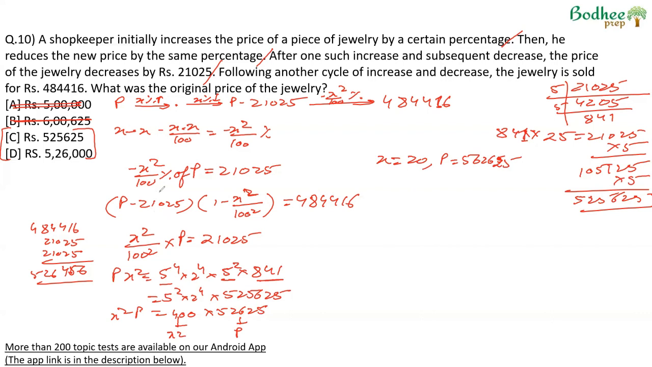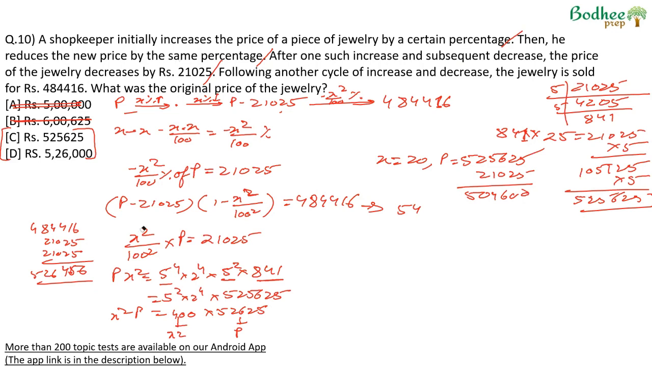So if we put P as 525625, and from that subtract 21025, in the second equation we'll have 504600. Make no mistake. P comes out to 525625. This is the value of P. We subtract 21025 from here. We get 504600. So that is the value here.